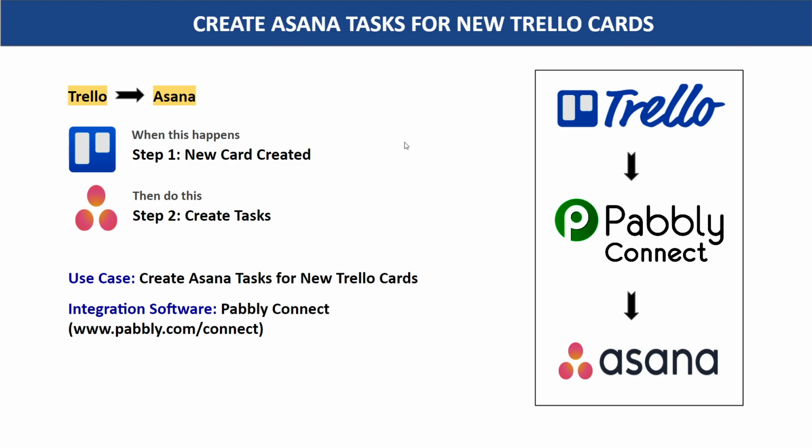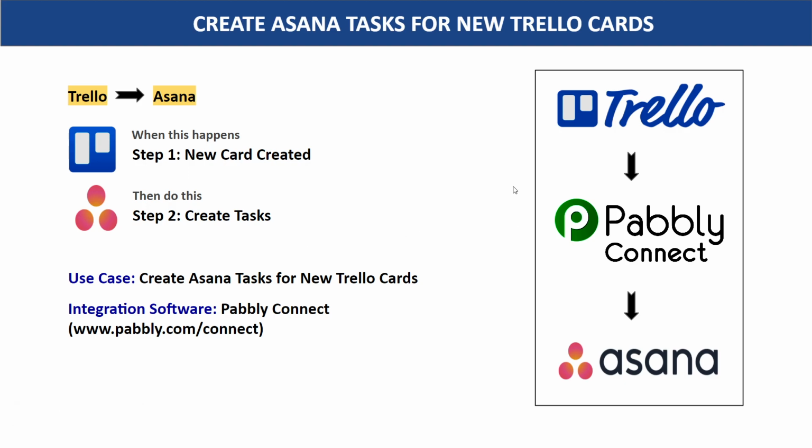The first choice is to copy all the data from Trello, sort it out, and manually create a task in Asana. The problem with this approach is that it's very repetitive and tiresome. So I would suggest that you bring in some automation so that whenever a new card is created in Trello, a task is automatically created in Asana.